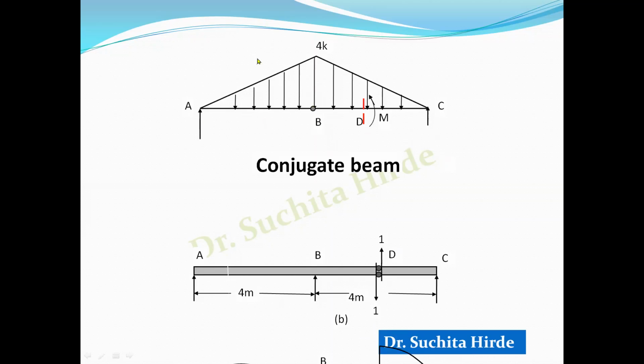Now if you calculate the bending moment in this conjugate beam, you will get the deflection in the original beam, and therefore we will write the general equation of bending moment for portion AB. Then we will write the general equation of bending moment for portion CD, and we will also write the general equation of bending moment for portion DB. So let us see how to write the bending moment equation for these different portions.